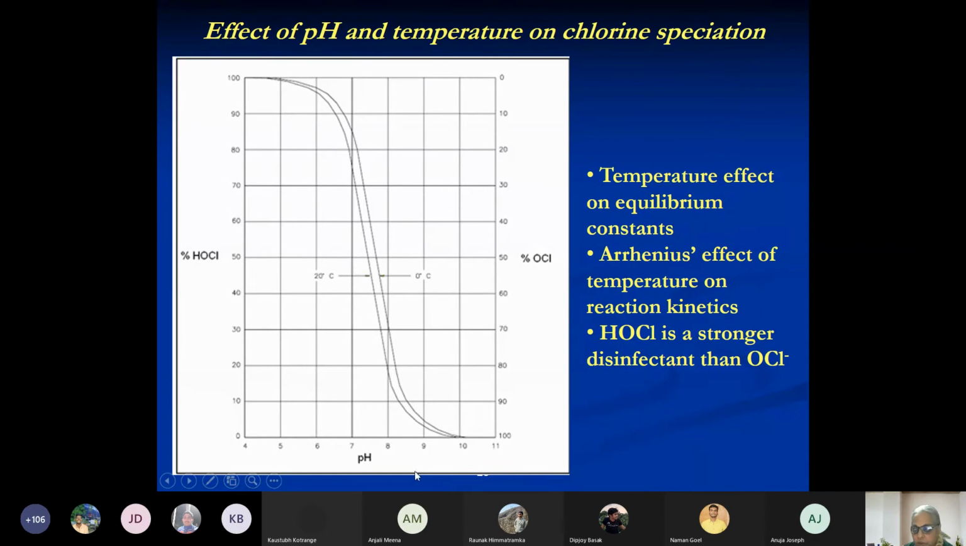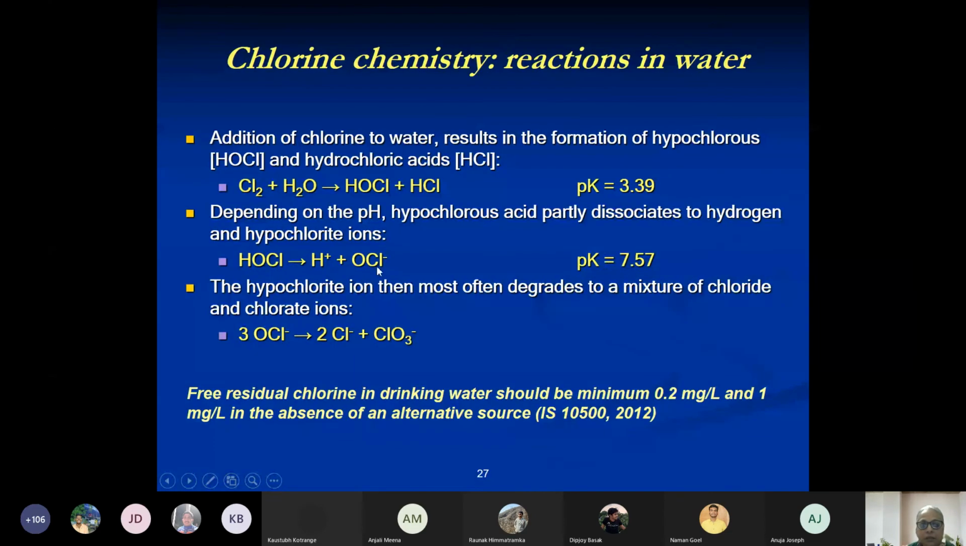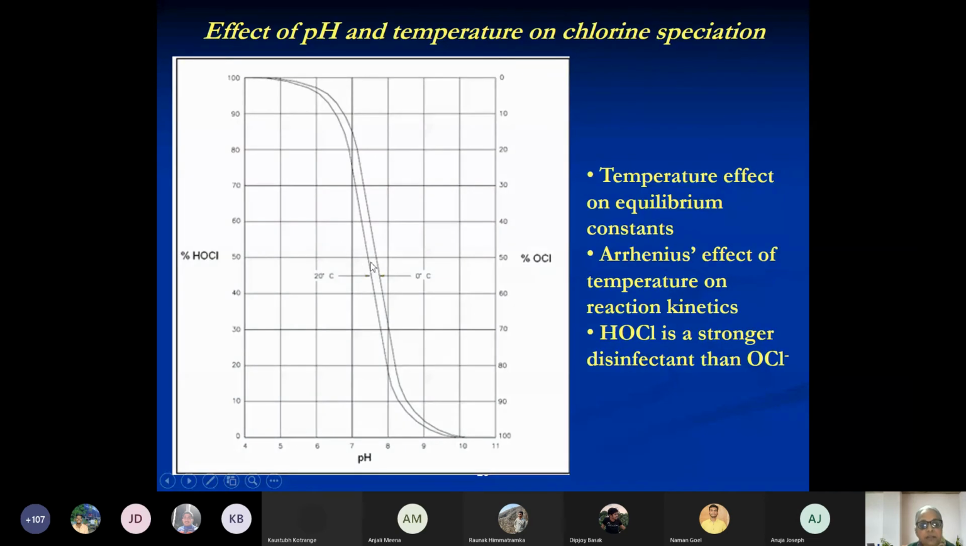here we have pH on the x-axis and HOCl and OCl- on the y-axis. So at 7.57, what will happen? At a pH of 7.57, what is the breakup between HOCl and OCl-? The answer is 50%. So you can see, based on the equilibrium constant, you get equal amounts of HOCl and OCl-. If the pH is 7, what is dominating? At pH 7, HOCl, the neutral species, is dominant.